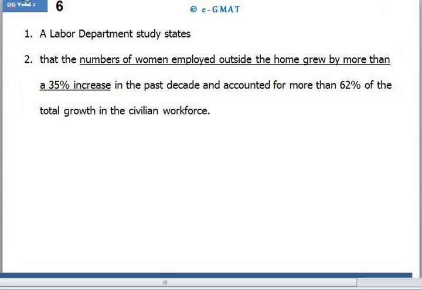So for the subject of the second clause, the numbers of women, we have two verbs, grew and accounted for. Accounted for falls in the non-underlined portion of the sentence and is written in the past tense. So is grew, so they are logically as well as grammatically parallel, so we need not worry about that.